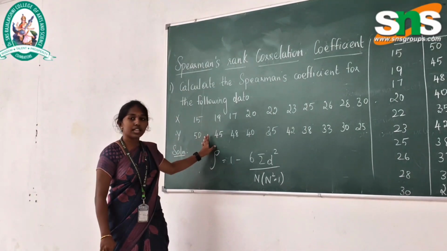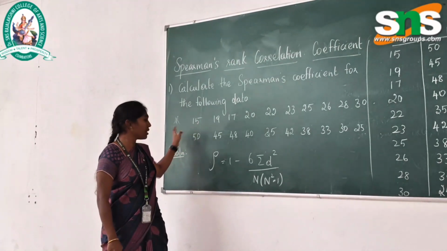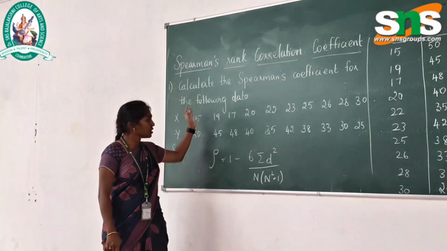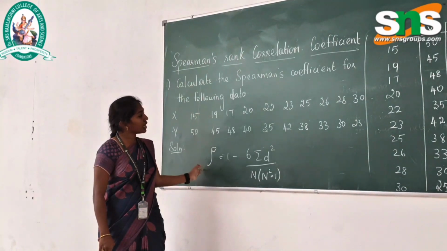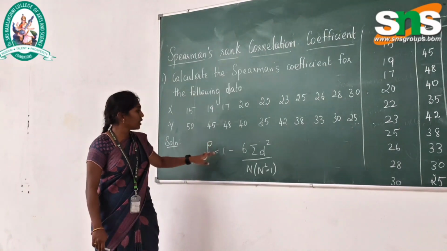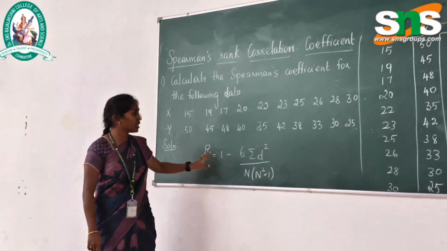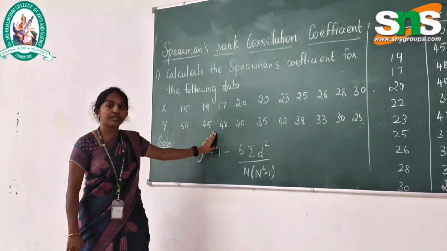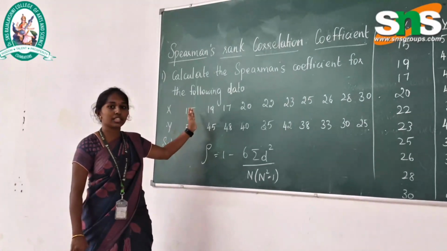data. So here two data are given, that is the first row is x variable and the second row is y variable. So this is the problem statement. We are going to find the Spearman's correlation coefficient for this data. So first we are going to define what is the formula for this data. So the formula differs based on the data in the problem.